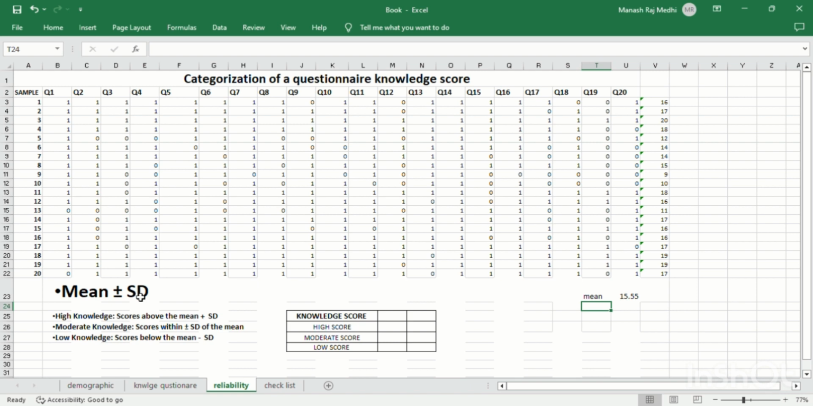Next we have to calculate SD. Let's write SD here. Now you have to apply the standard deviation formula. SD means standard deviation, right? So you have to put the standard deviation formula. Let's write STDEV.